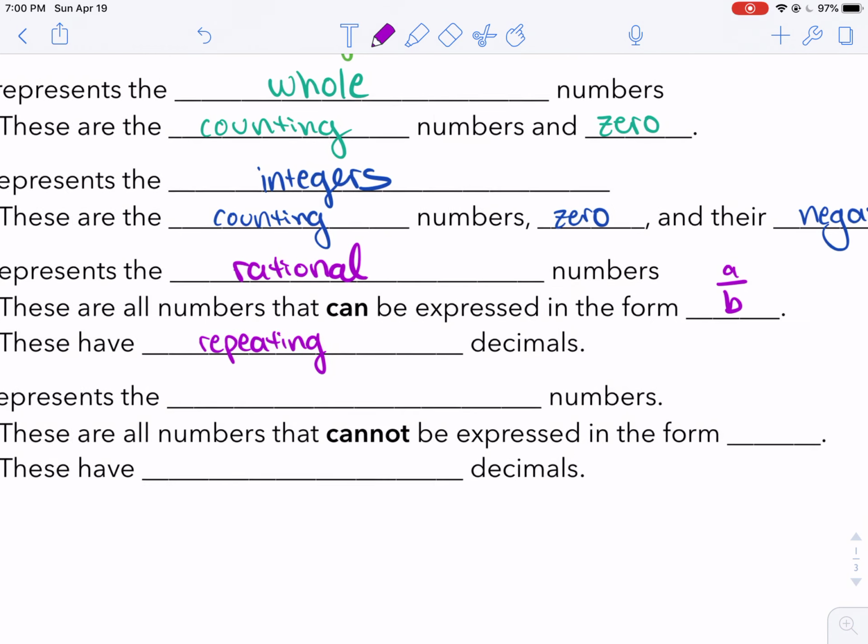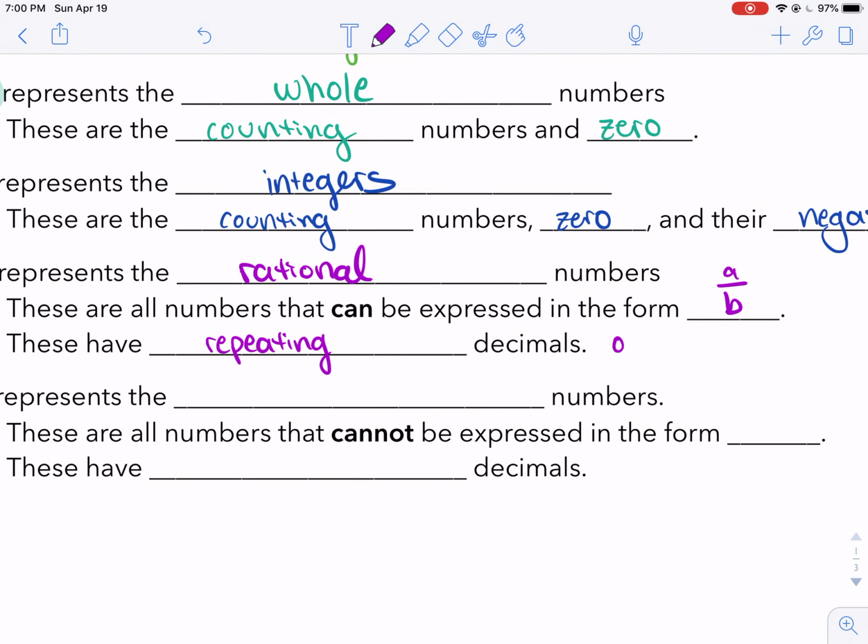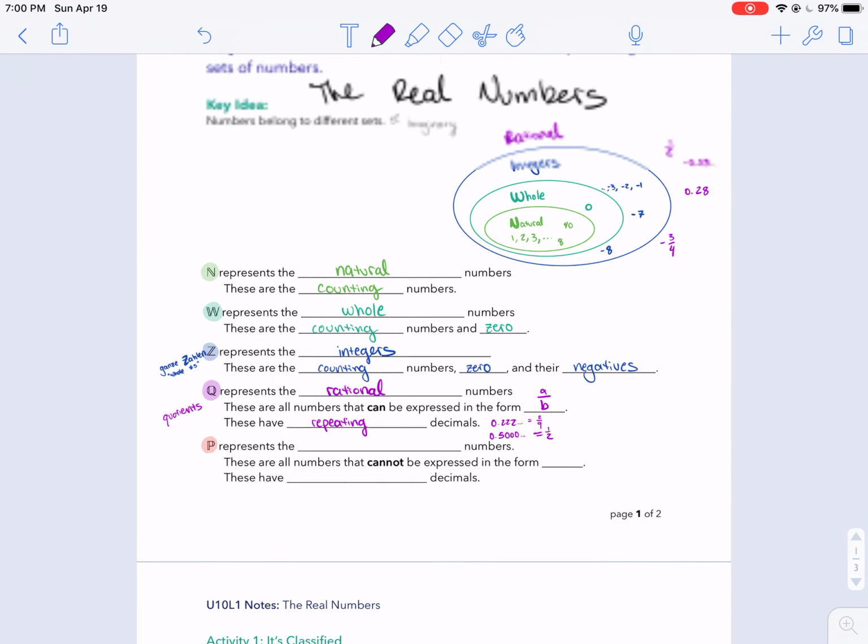Examples of repeating decimals are things like 0.22222, like we saw, that's the same thing as 2/9. Or 0.5, because it's got 0.5000 at the end, that 0 repeats, that's the same thing as 1/2. So those are rational numbers.